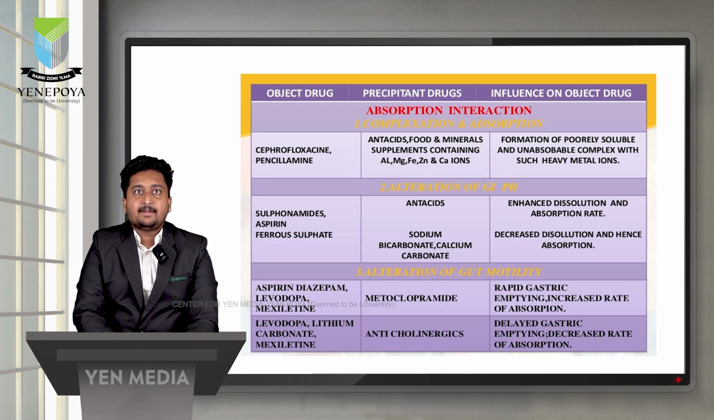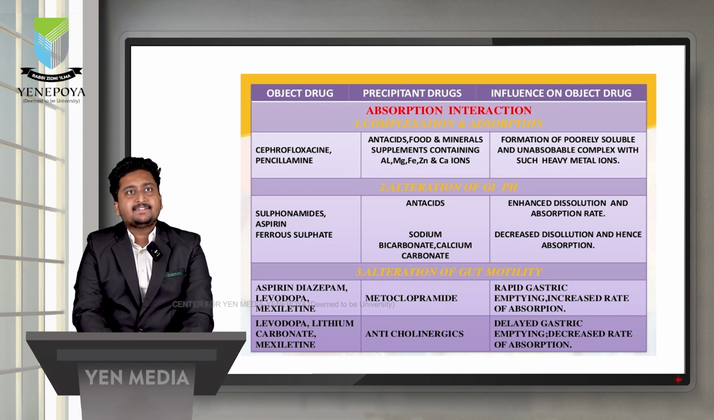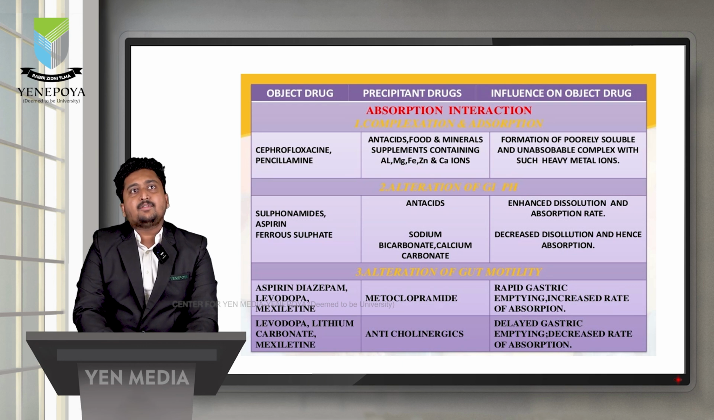Now we have certain examples depending upon the mechanisms. So we have the object drug, the precipitant drug, and what influence there is on the object drug. First we can see complexation and adsorption as a mechanism. The classic example is cephalexin or penicillamine antibiotics as an object drug, and the precipitant drugs are antacids or foods and minerals which contain ions such as aluminium, magnesium, iron, zinc, or calcium, any ions.